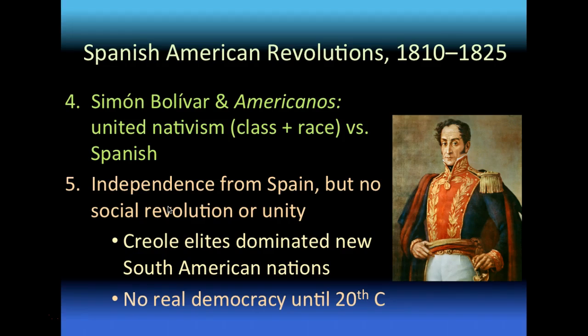Unfortunately, even though they did gain independence from Spain, there was no unity and also no social revolution. So what this meant was that the Creole elites ended up dominating new South American nations. There was independence, but those Creoles, the people who had pure Spanish or Portuguese blood, in this case Spanish blood, they ended up dominating and owning property and owning plantations and basically owning people until the 20th century. And there wasn't any real democracy until the 1900s. So another 100 years practically.